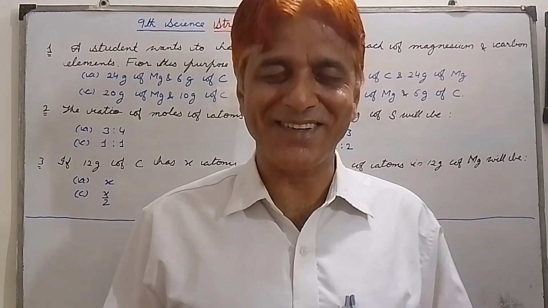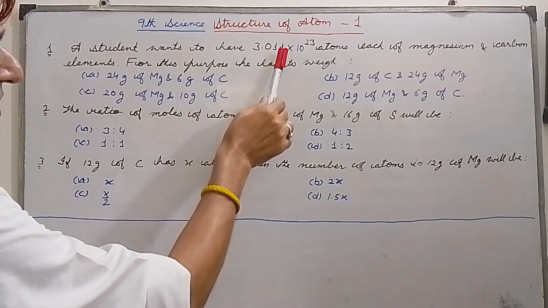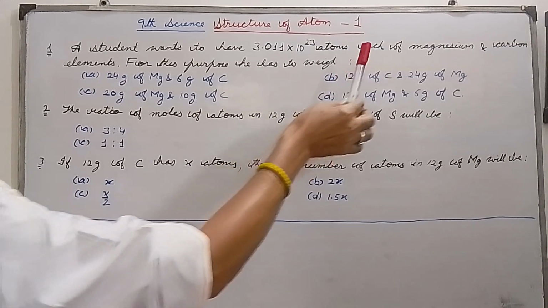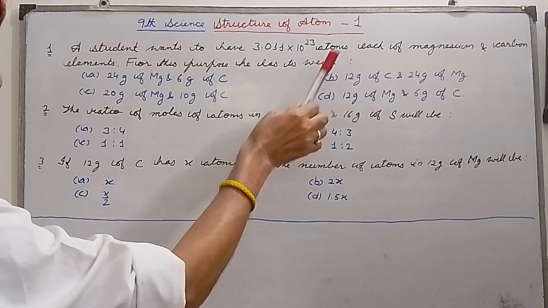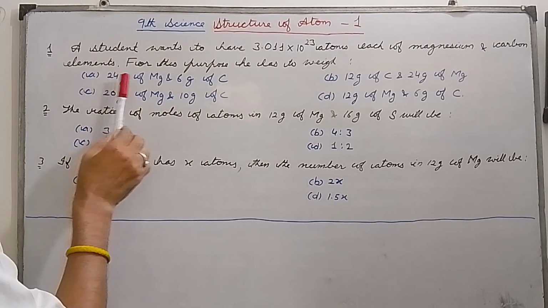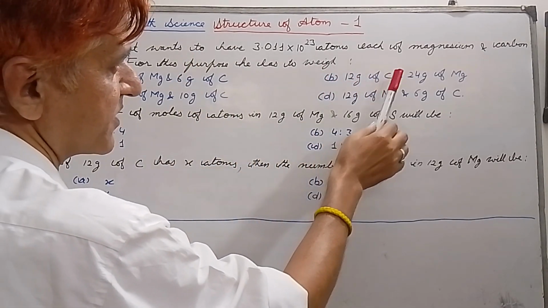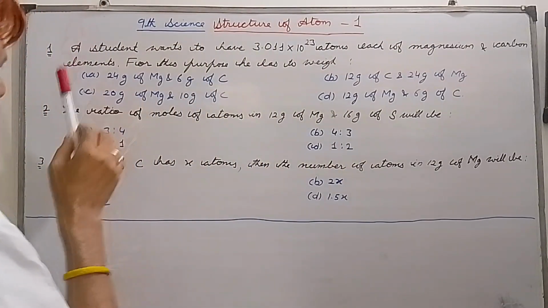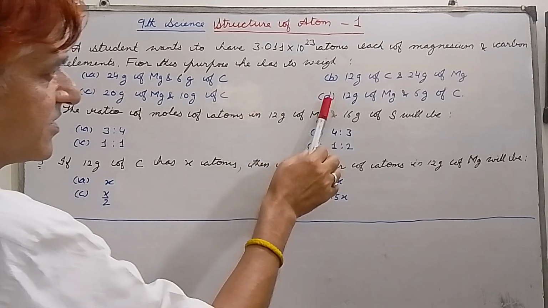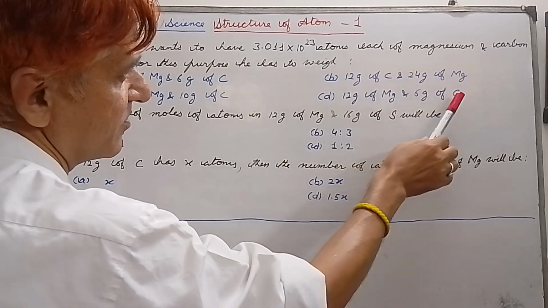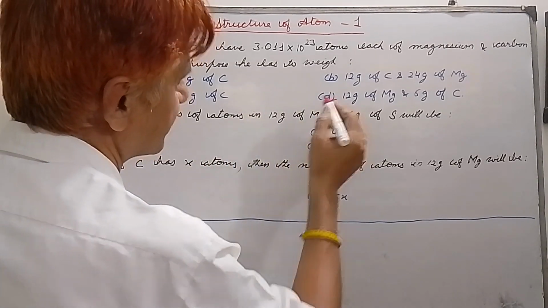So the first question which we have taken is, a student wants to have 3.011 into 10 raised to the power 23 atoms, each of magnesium and carbon elements. For this purpose, he has to weigh, first option is 24 gram of magnesium and 6 gram of carbon. B is 12 gram of carbon and 24 gram of magnesium. C is 20 gram of magnesium and 10 gram of carbon, and D is 12 gram of magnesium and 6 gram of carbon. So my dear students, here D option is correct.